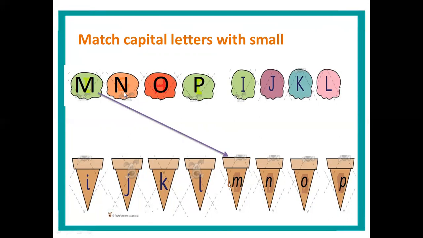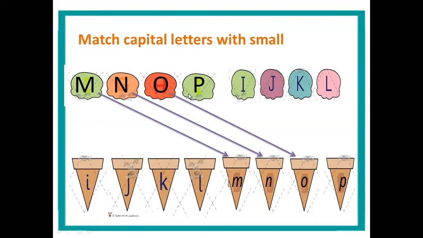Now our next letter is N. Do you know which one is N? This one? No, this one. Match it with this one. Now O. Where is letter O? Where is letter O? This one? Where is the letter O sleeping? Here.